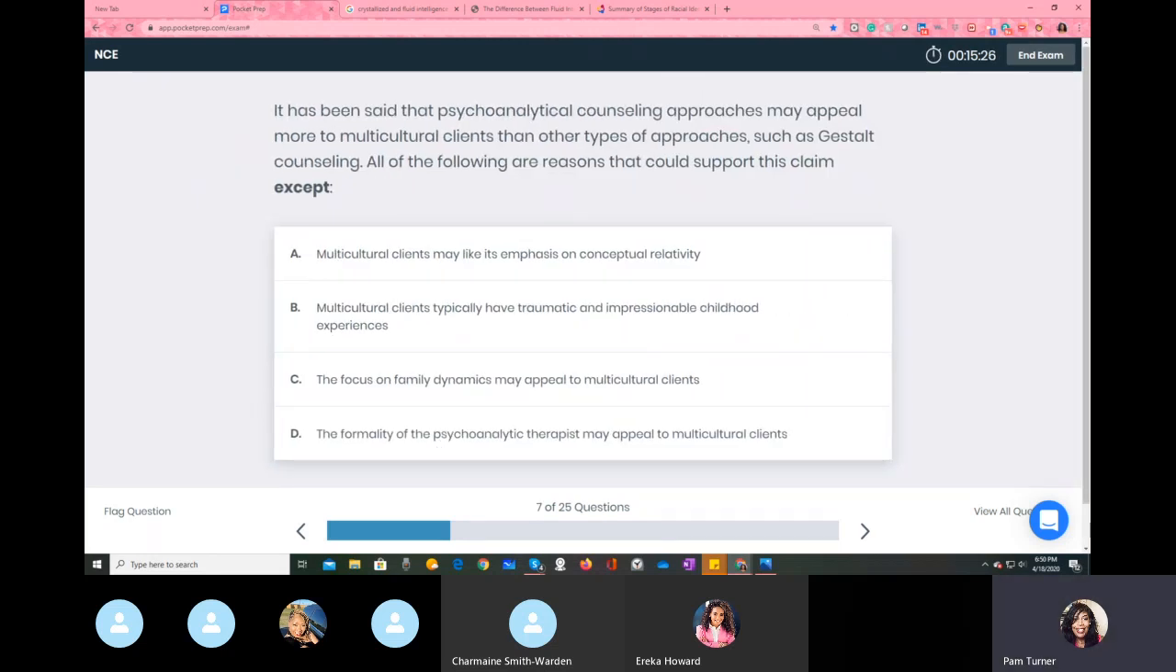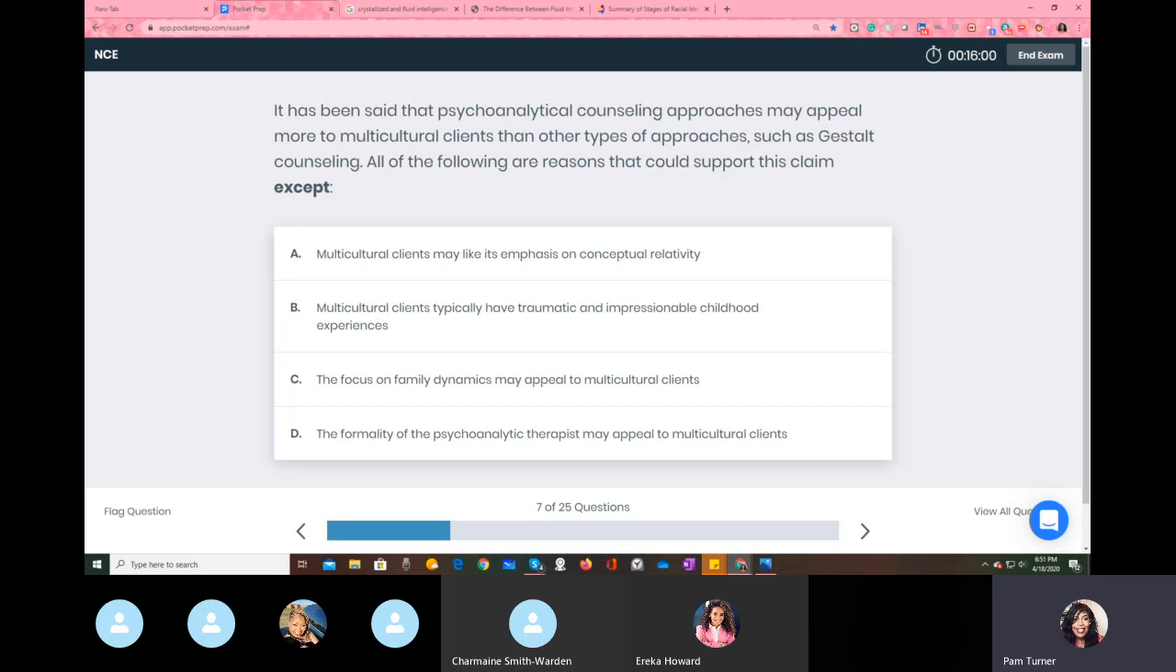Okay. It has been said that the psychoanalytic counseling approaches may appeal more to multicultural clients than other types of approaches, such as Gestalt. All the following are reasons that could support this claim, except, okay? So I'm looking at this question, I'm thinking a couple of things. Psychoanalytic is Freud, right? So I'm looking at some unconscious, some dreams, some things I'm not aware of. Gestalt focuses on the here and now.